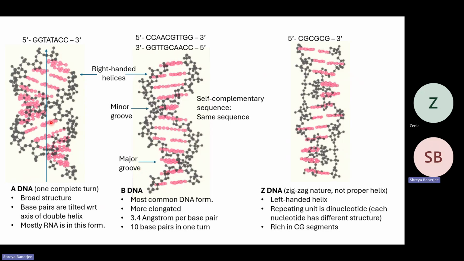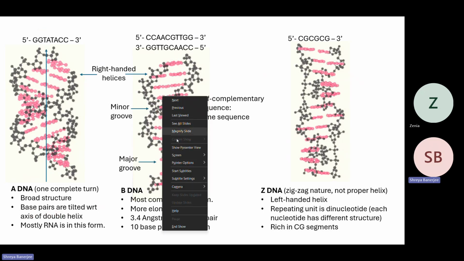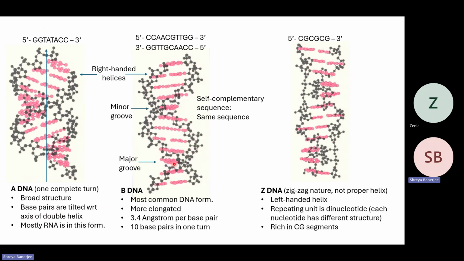Another such right-handed helical structure is A-DNA. You can see clearly A-DNA is broader than B-DNA. And also the base pairs are tilted with respect to the axis. So if you consider the axis like this, and here also if you consider a straight line, in B-DNA, the base pairs are much more perpendicular to the axis, but in A-DNA, they are quite tilted.